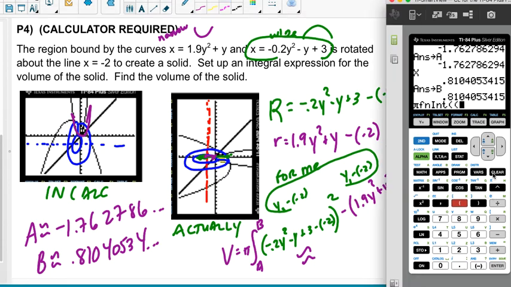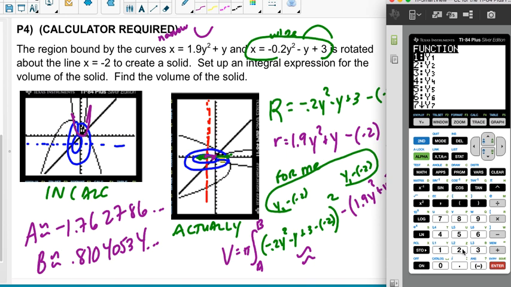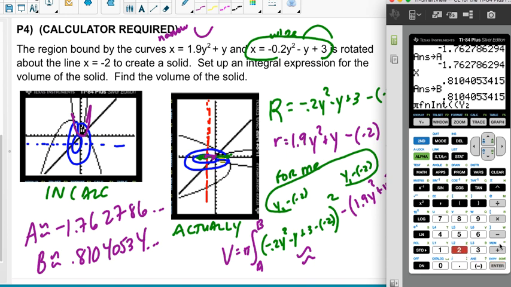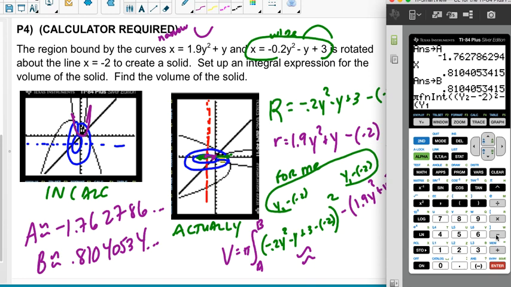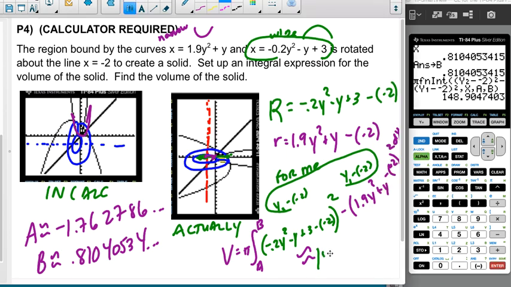So I go to vars over to y vars function y2, minus a negative 2, close the parentheses and square it, minus, in parentheses, vars over to y vars function y1, minus a negative 2, close the parentheses and square it, comma, with respect to x from alpha a to alpha b, close the parentheses, and there's my answer. So I get approximately 148.904 or 5, depending on if you round or truncate.